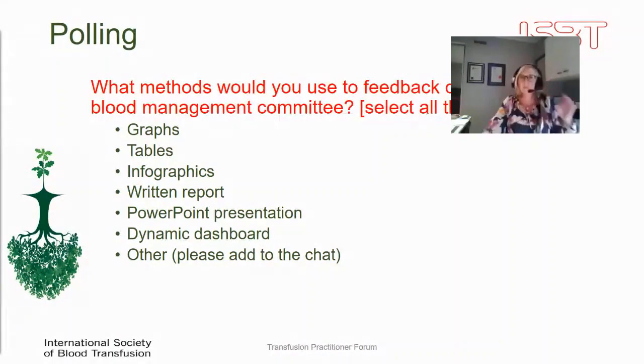Some seconds left, and then we will have a look at the results. So we have 23% that have chosen graphs, 14% is using infographics, and 21% is also using written reports, 17% PowerPoint presentations, 4% dynamic dashboards, the most advanced one, but really nice.